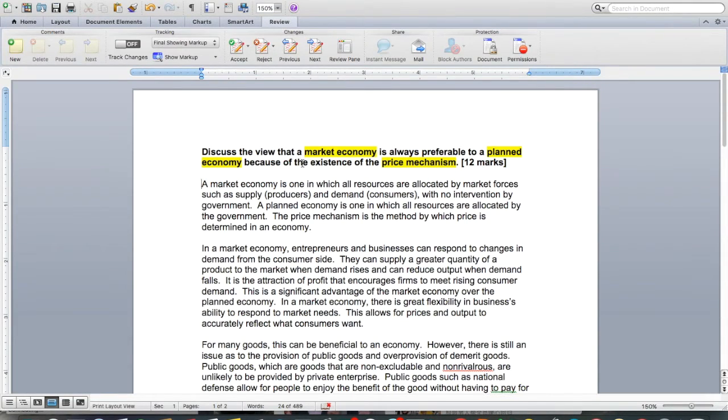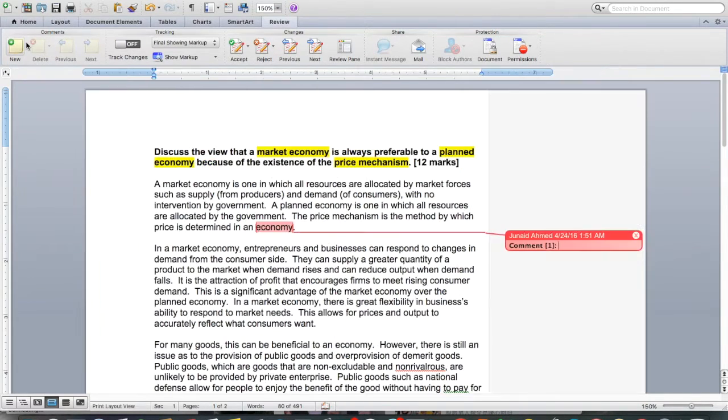So a market economy is one in which all resources are allocated by market forces such as supply from producers and demand of consumers with no intervention by government. A planned economy is one in which all resources are allocated by the government. And the price mechanism is the method by which... So I'm going to put a comment here and say this is a good definition. This is a good explanation of the key terms.